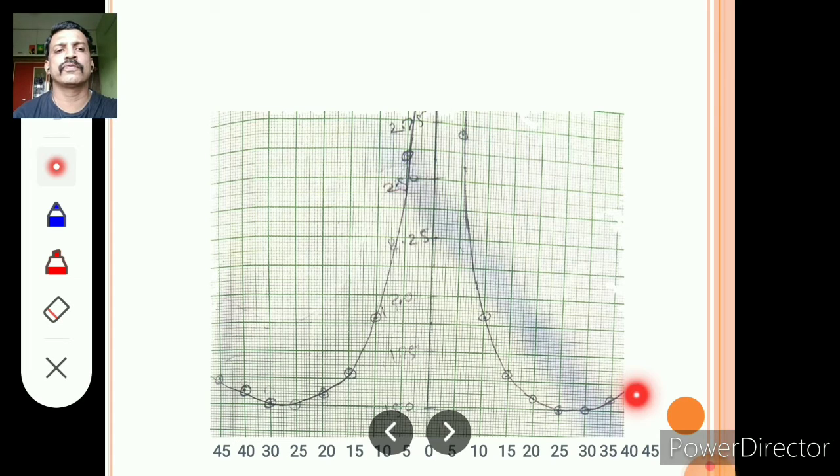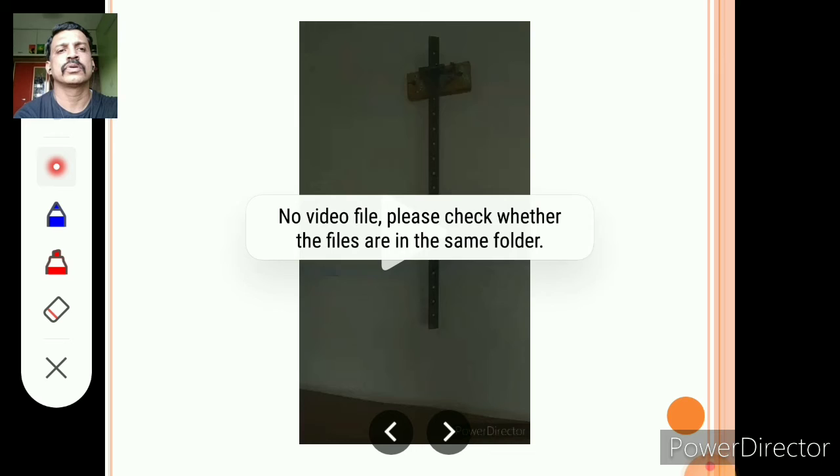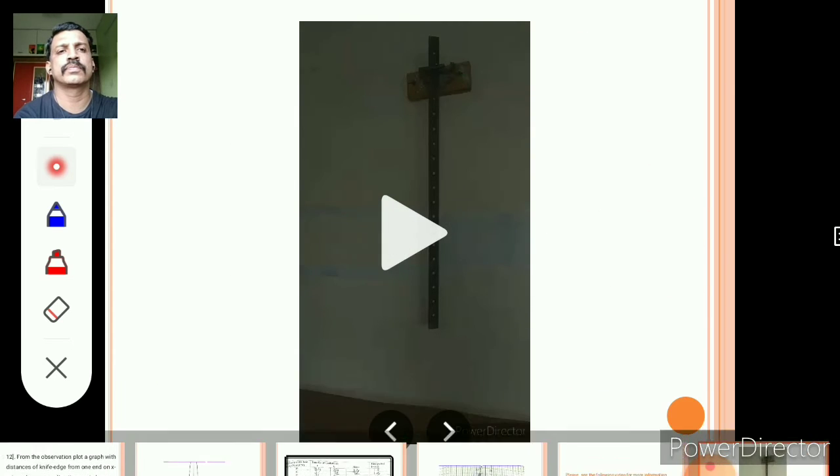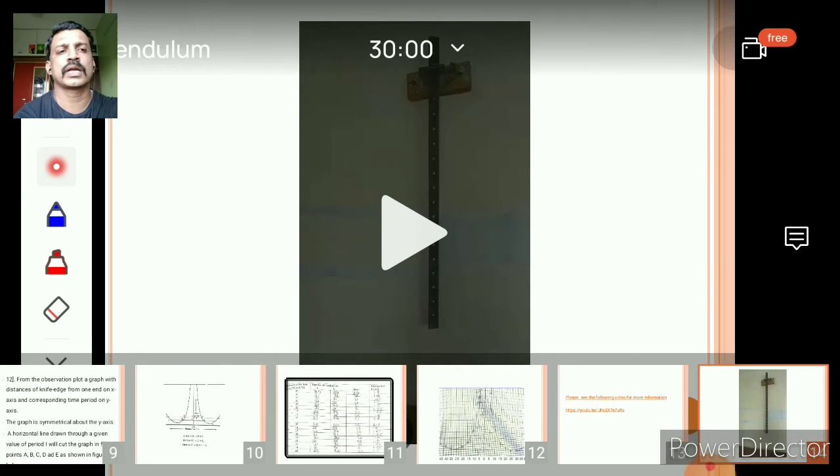So this is the graph which we have drawn with the readings. For more help, you can see more information at this link. And here also we draw on the picture. We can use that also.